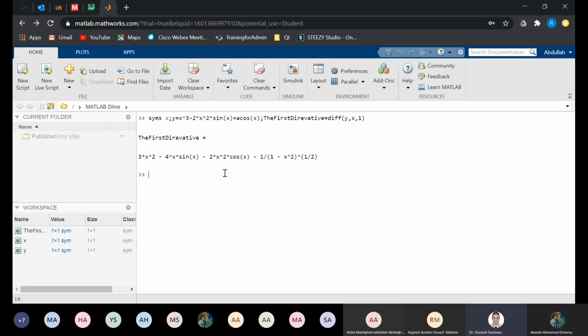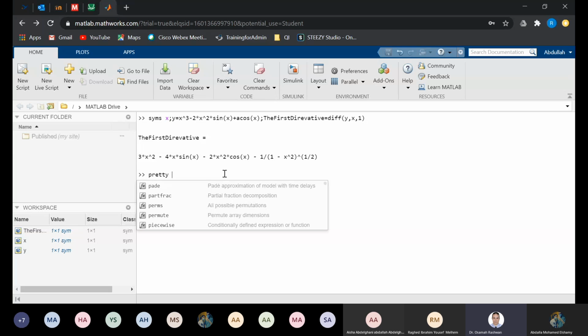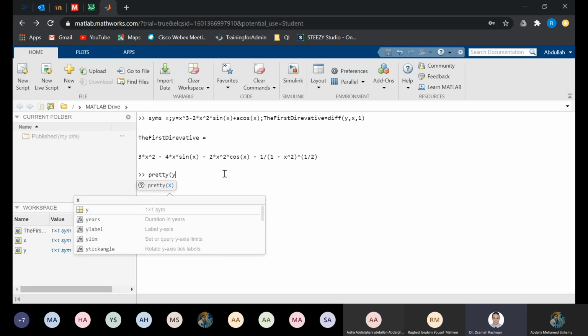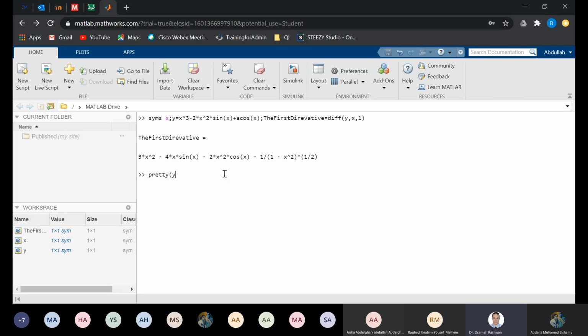Can you make pretty for this one? So you use the command pretty, P-R-E-T-T-Y. Once you write it in 2020, you have it. Open bracket. No, not for Y, not pretty Y. You pretty your answer. What's your answer? First derivative. Yes, this is what I said. You copy the right name and paste it in front of the command pretty. Close the bracket. Equal? No, not equal. This is making pretty only. It's changing from the Matlab language into your handwriting, right?